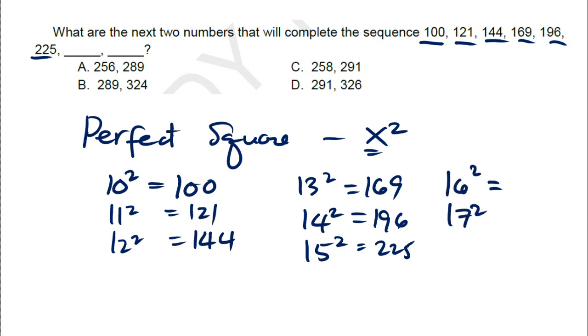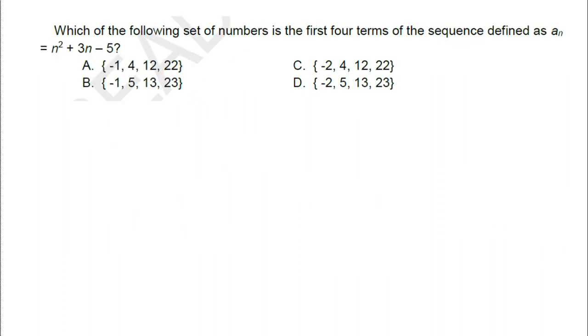16 squared gives us 256 and 17 squared gives us 289. So therefore, the next two terms after 225 are 256 and 289. So the answer is letter A. That's how we're going to solve that type of problem. Okay, let's have the next problem.